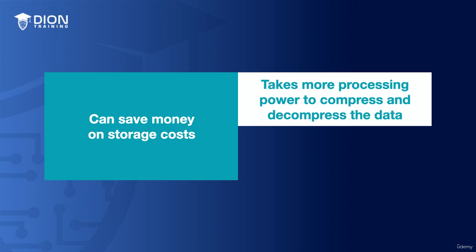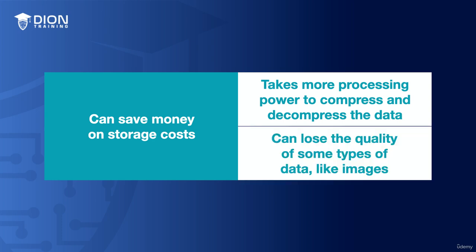For example, compression can take more processing power to compress and decompress that data, which then slows down the overall process. In addition to this, you can also lose some of the quality associated with that data. For example, if you're looking at an image, audio, or video file, you can actually have a reduction in quality when you compress that data.